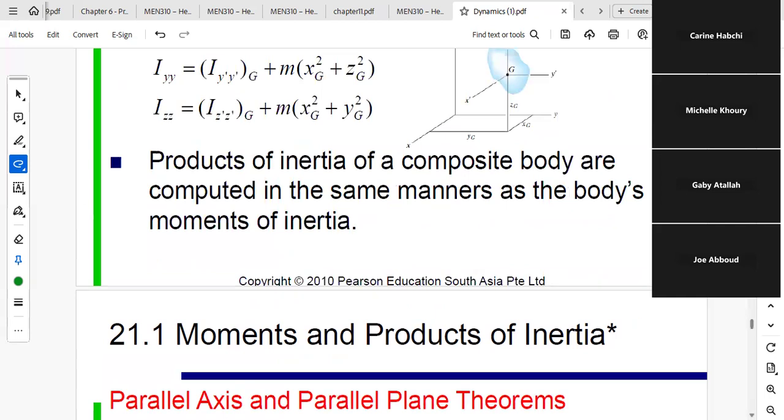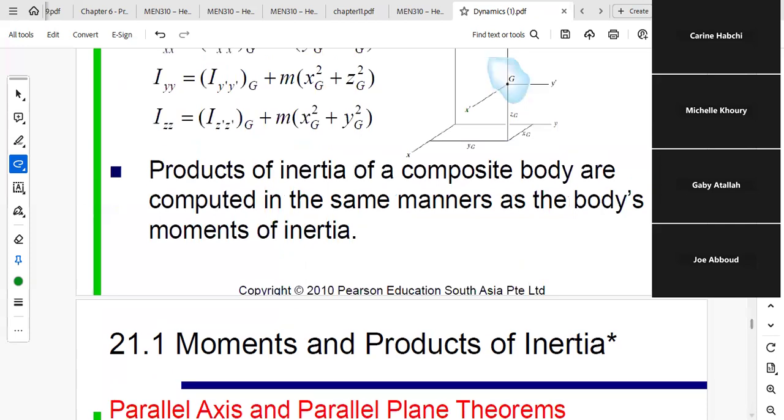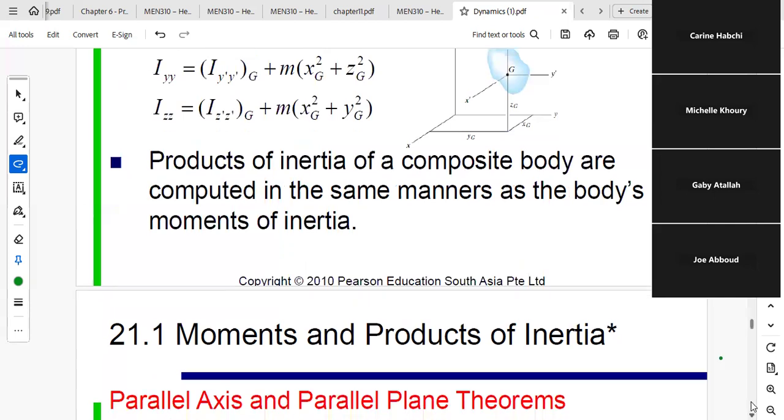Yes, we'll see together as we proceed with the slides, and you will understand why we need to compute all of these inertias.